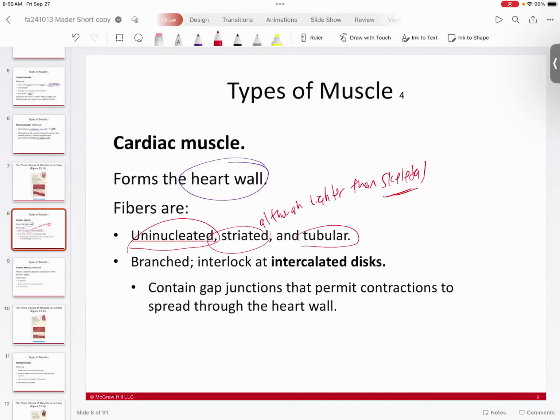The important thing is cardiac muscle is interlocked. So if you pull it apart, it looks like a little mesh work, kind of like a chain link fence. And each cell terminates to the next cell in a structure called an intercalated disc. And in these areas of intercalated discs, they are connected together with gap junctions. This will allow the contraction signal to spread throughout the heart wall so that the heart can contract in unison.